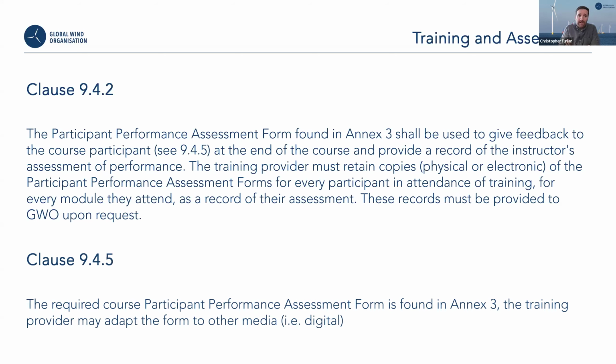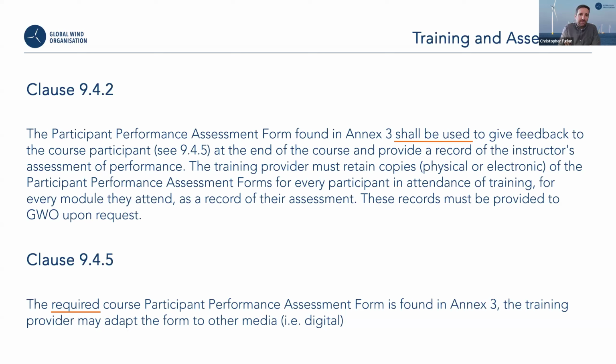Clause 9.4.5, the required course participant assessment form is found in Annex 3. The training provider may adapt the form to other media. There's previously been quite a bit of confusion around what that actually means. Here, what I want to say is you must use the participant assessment form that is found in the requirements for training. You cannot change it. It has to have the same categories, the same grading criteria on it as the one that's found there.